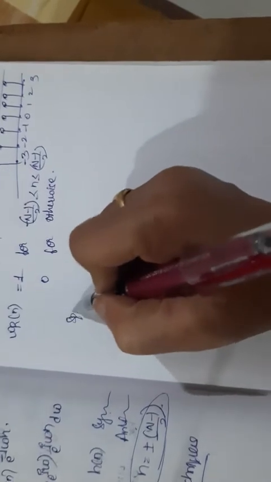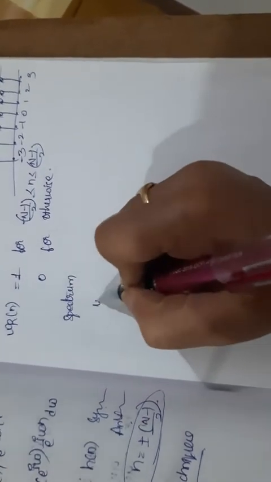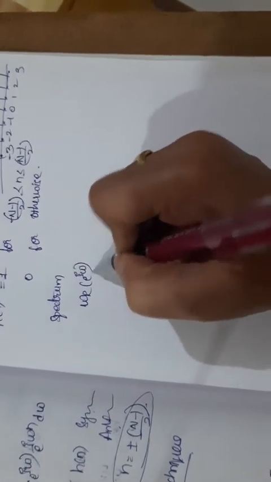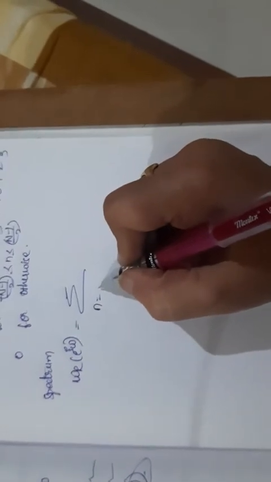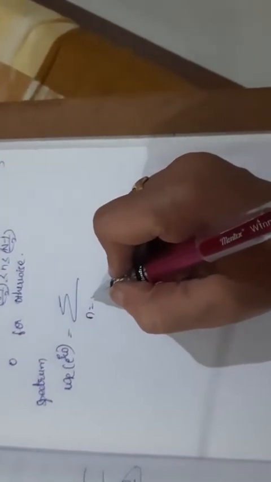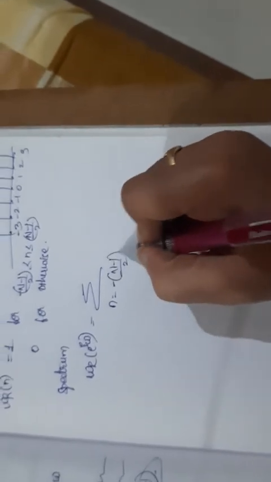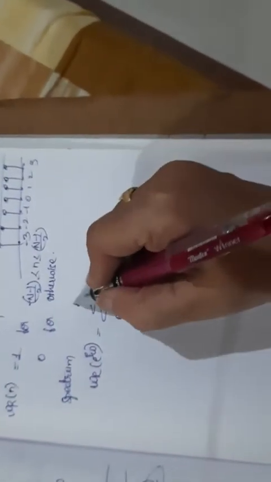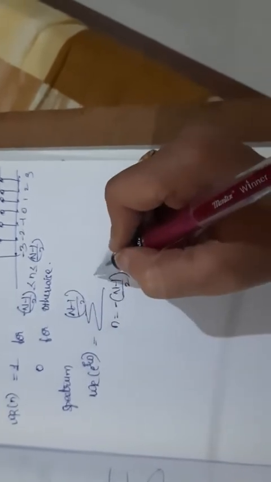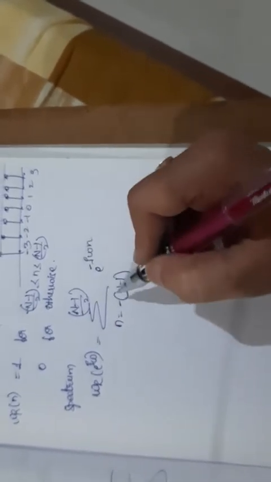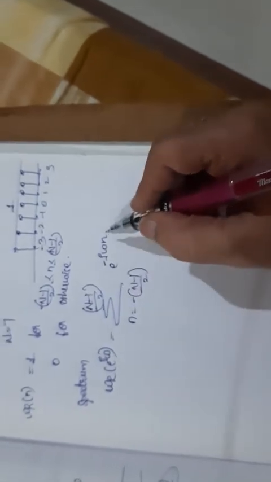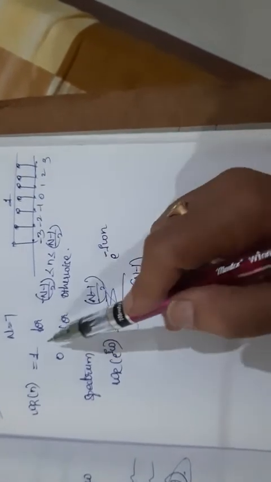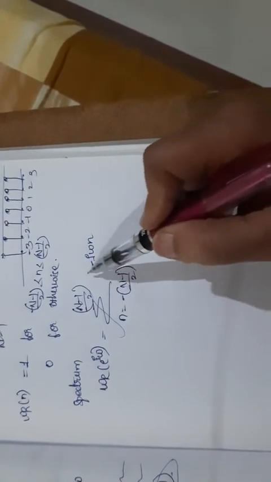Now I want to calculate the spectrum. That is the Fourier transform formula, summation n equal to minus (N minus 1) by 2 to (N minus 1) by 2, because the limits are plus or minus (N minus 1) by 2, of w of n into e power minus j omega n. This has magnitude 1, so w of n is 1, and it is e power minus j omega n.